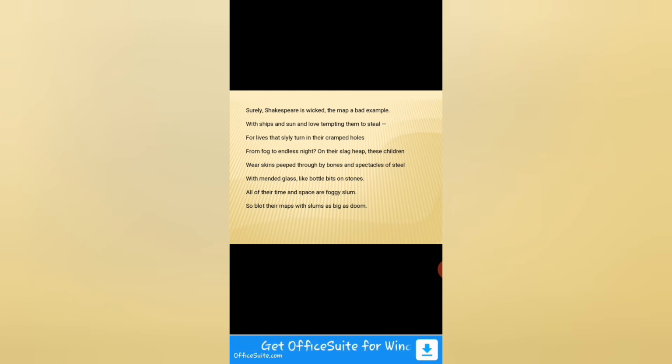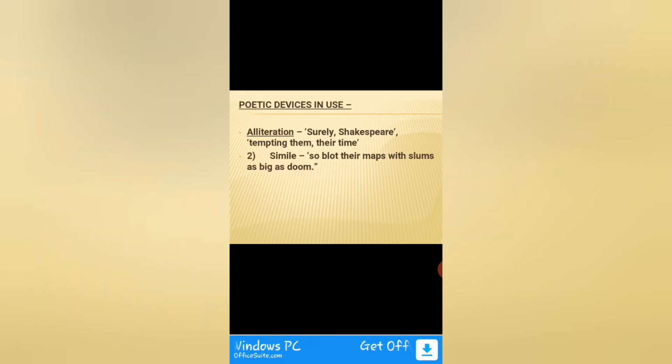They make a pathetic sight sitting on the slag heaps, wearing skin on bones and spectacles of steel, with glass like bits of bottles on the stone. The future seems blurred and their dreams are shattered. The poet goes on to say that their maps must be blotted with slums, which are as big or as worse as doom. The poetic devices here in the third stanza are alliteration and simile.